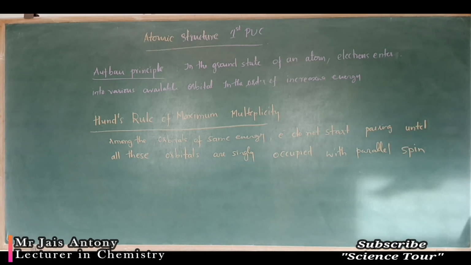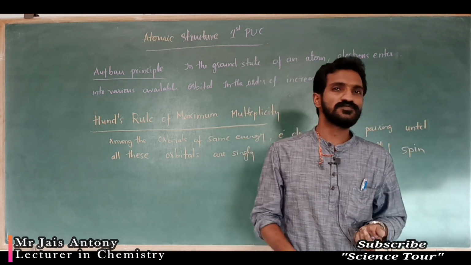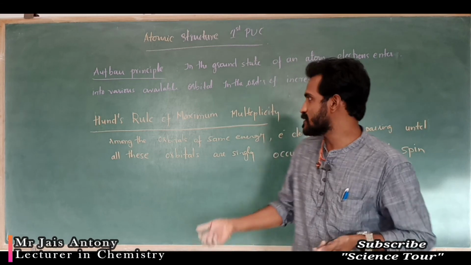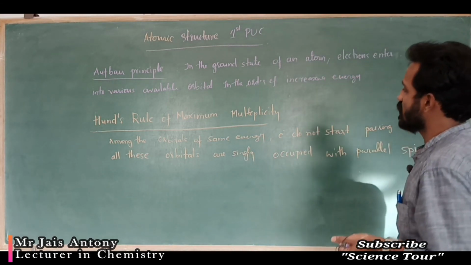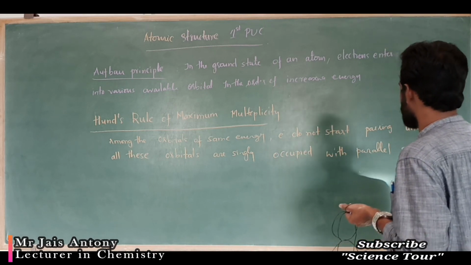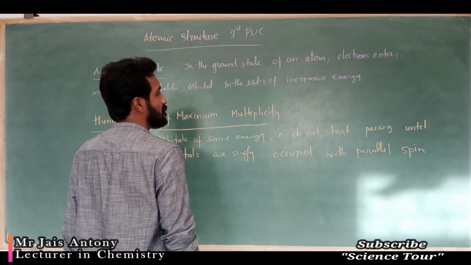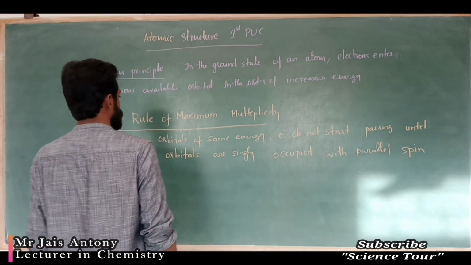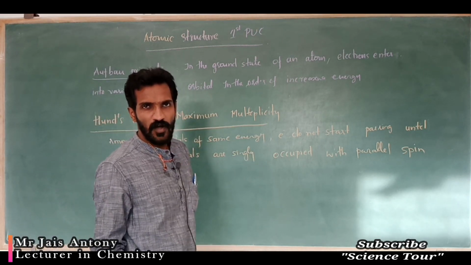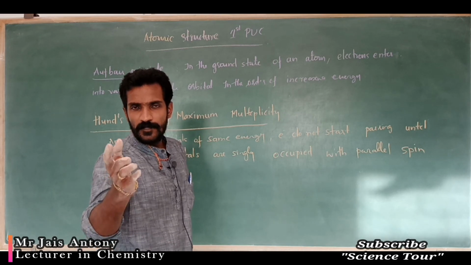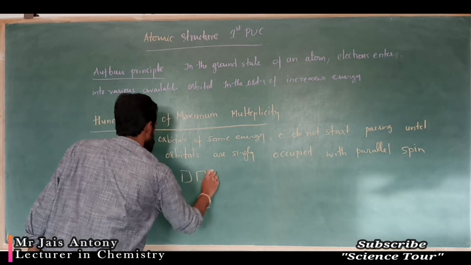My dear students, the next very important rule is Hund's rule of multiplicity. In pronunciation, you can use Hund's rule of multiplicity, no problem. Hund's rule of multiplicity, maximum. What is this? Among the orbitals of the same energy, electrons do not start pairing until all these orbitals are singly occupied with parallel spin. Same energy orbitals are also called degenerate orbitals. For example, p orbital. How many p orbitals are there? 3 p orbitals. Px, py, pz. Correct? Px, py, pz.